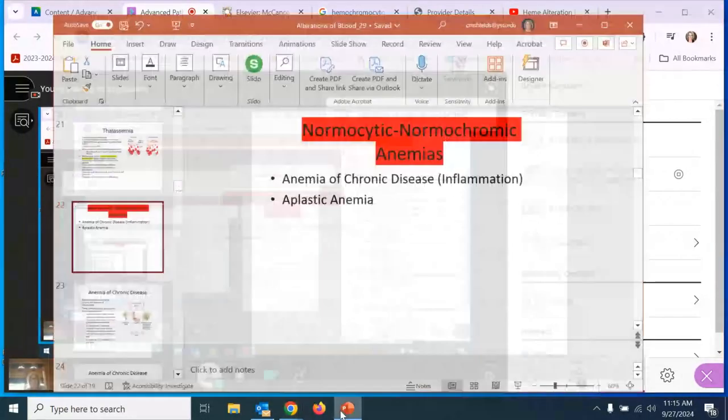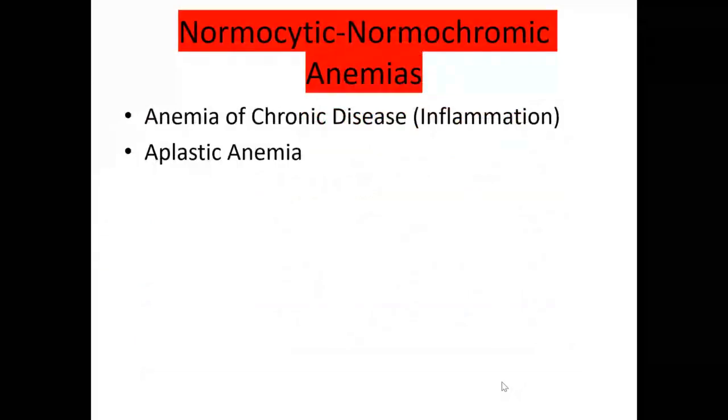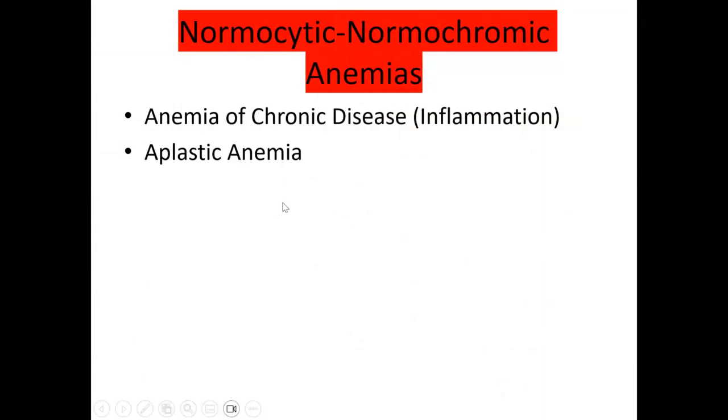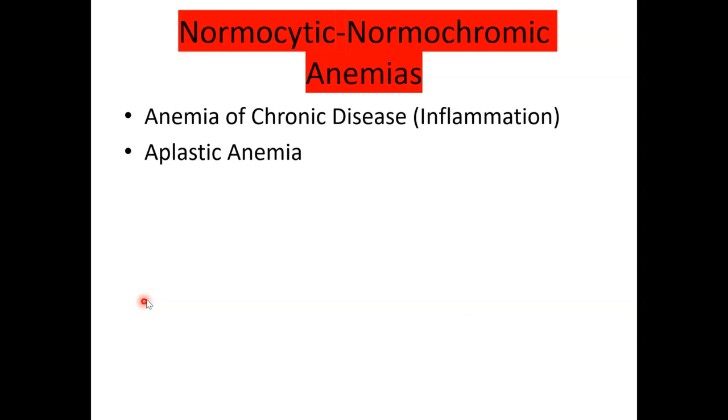Hello again. Let's continue on with normocytic normochromic anemias. And we'll talk about two. Number one, anemia of chronic disease. Another name for it is anemia of inflammation, but I think anemia of chronic disease is used a little more commonly. And the second one would be aplastic anemia.